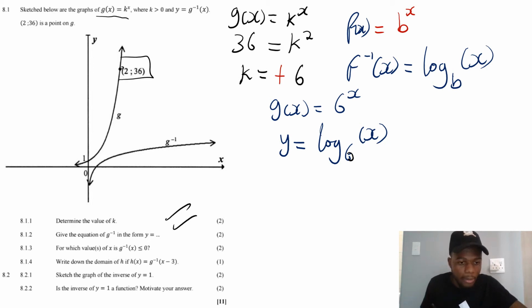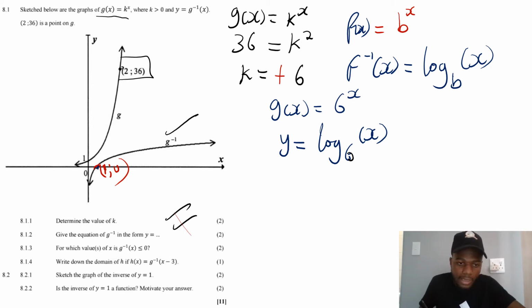So the next question is, for which values of x is the inverse of g less than or equal to 0? To determine where a function is less than 0, it is where the function is below the x-axis. So we need to check this function here, the inverse of g, on the condition that the function will be below the x-axis. Let's start by finding the x-coordinate. Our x-coordinate here obviously is (1; 0).